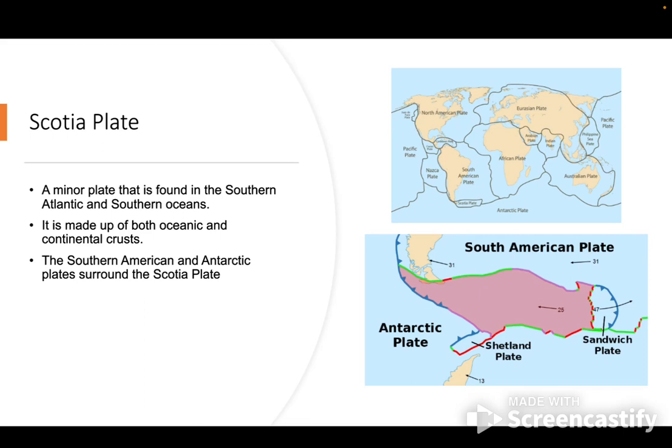So the two plates that border the Scotia Plate are the South American plate and the Antarctic plate. The South American plate kind of overlaps it a little bit, but mostly the Antarctic plate is on the southern part of it.